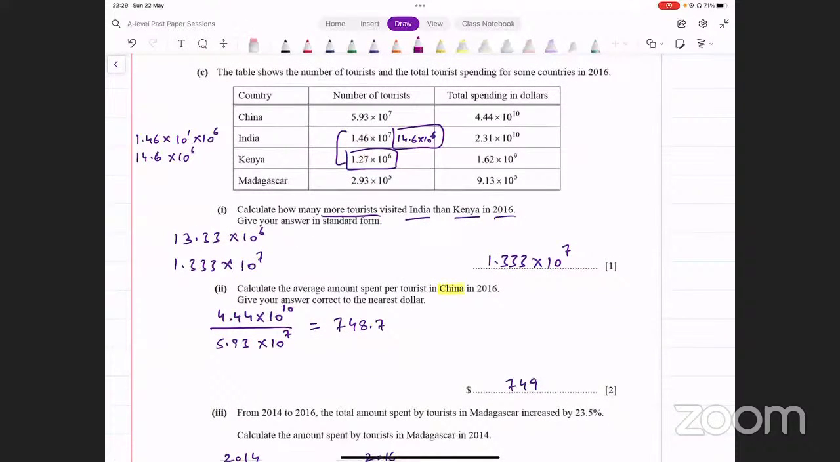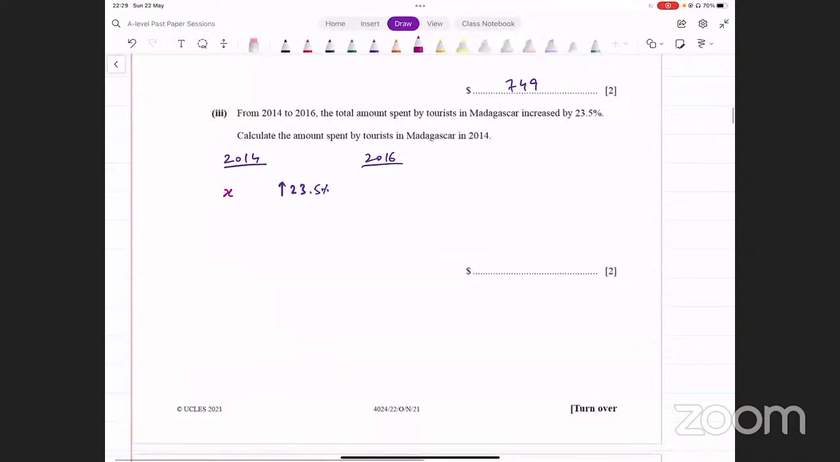That was 9.13 into 10 raised to power 5. That's this number here. 9.13 into 10 raised to power 5. We have to figure out कि 2014 में spending कितनी थी. अच्छा. Now, let's see what's happening here.